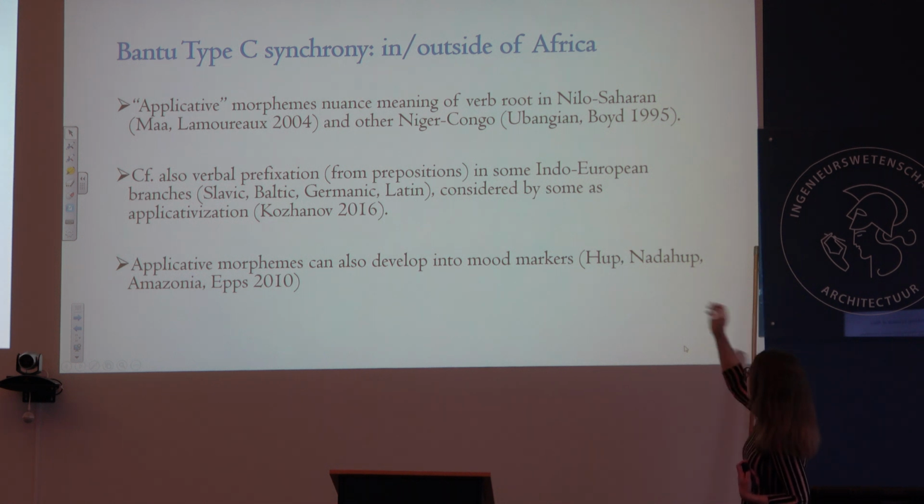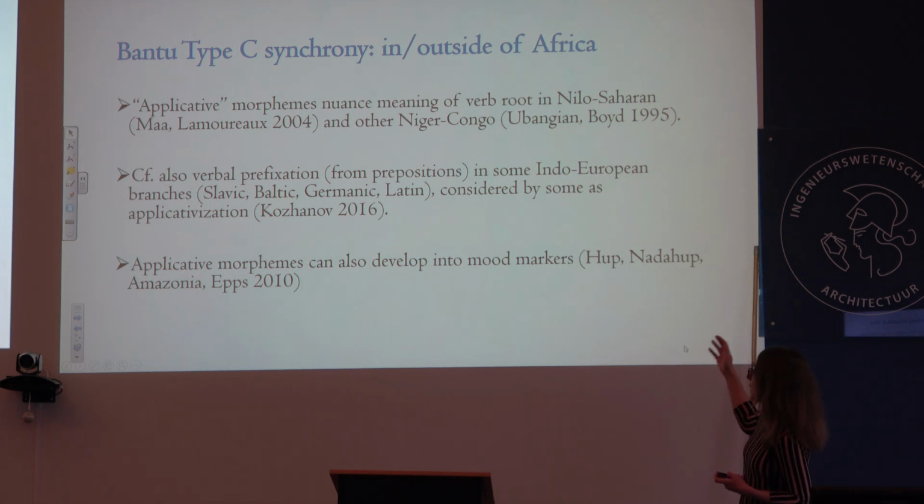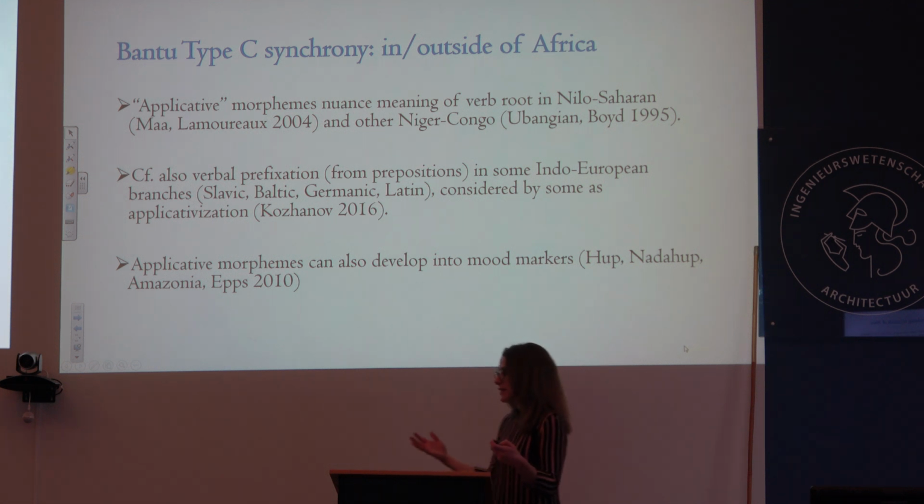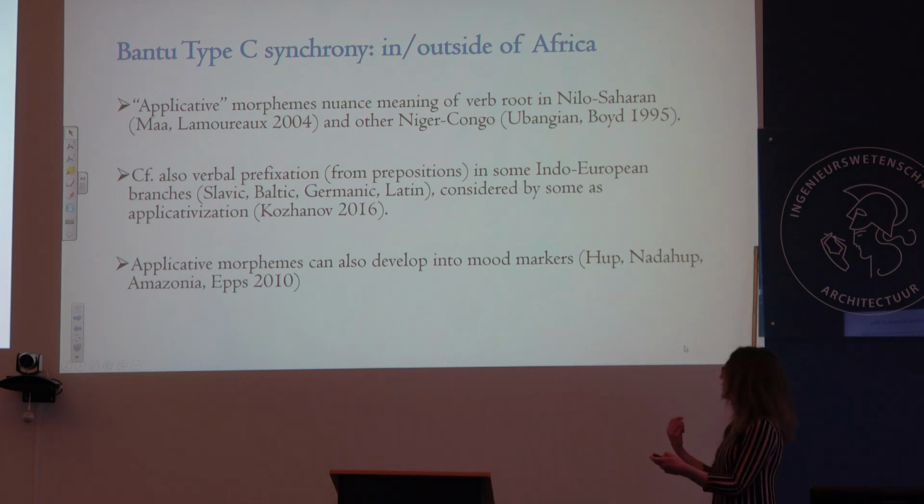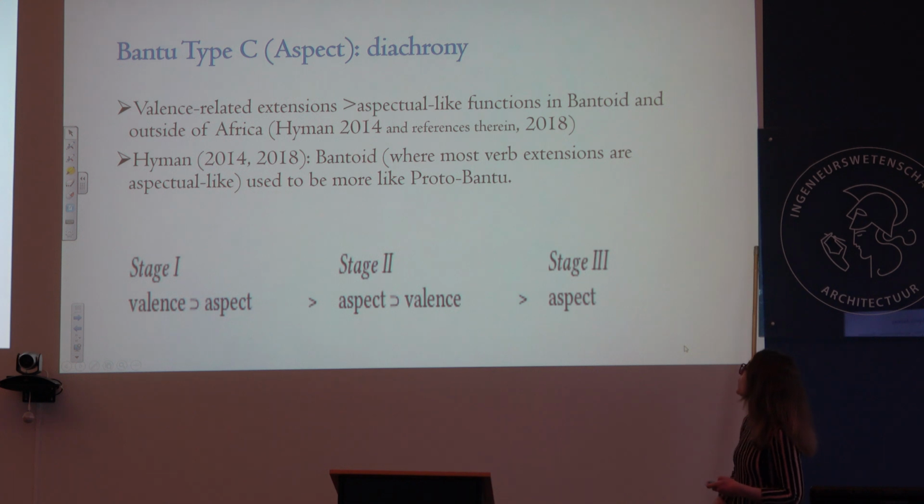Nilo-Saharan is an example, but also in northern Niger-Congo, Boyd talks about it for Ubangian languages, if I'm not wrong. We also know that verbal prefixation in some Indo-European branches, such as Slavic, Baltic, Germanic, Latin, are also considered to be valence increasing, but also meaning nuancing. And we know also that applicative morphemes can develop into mood markers. So actually, Hyman makes a very strong point with very good arguments that valence-related extensions, not only the applicative but also the causative, are very likely to develop aspectual-like functions or meanings, not only in Bantu but even outside of Africa.